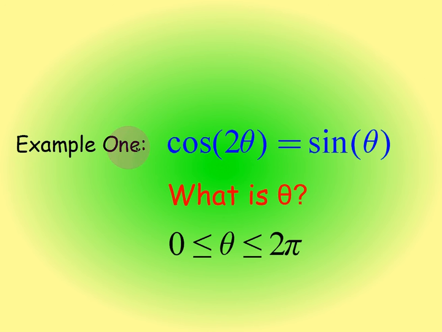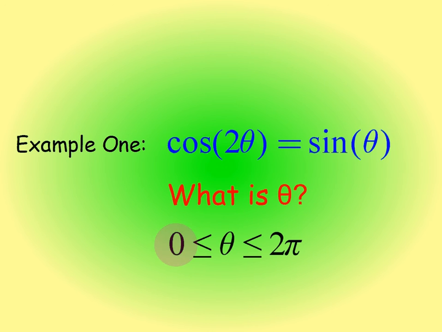Example 1 says cosine of 2 theta is equal to sine of theta. We want to solve for theta, so the question is, what is theta? A couple things to note here. First of all, you can't use normal algebra to solve this off the bat. In other words, you can't square it. You can't divide by 2 theta. That's restricted within the parentheses. And furthermore, we have two different trig functions, a cosine on the left and a sine on the right. So it can't be solved with simple algebraic means, at least for now.